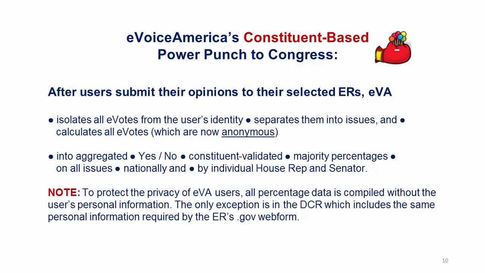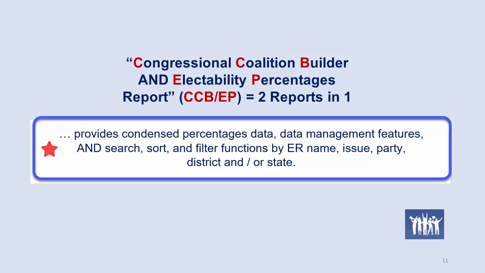Note: to protect the privacy of EVA users, all percentage data is compiled without the user's personal information. The only exception is in the DCR, which includes the constituent's personal information as required by the ers.gov web form. Congressional Coalition Builder, and Electability Percentages Report equals 2 reports in one.